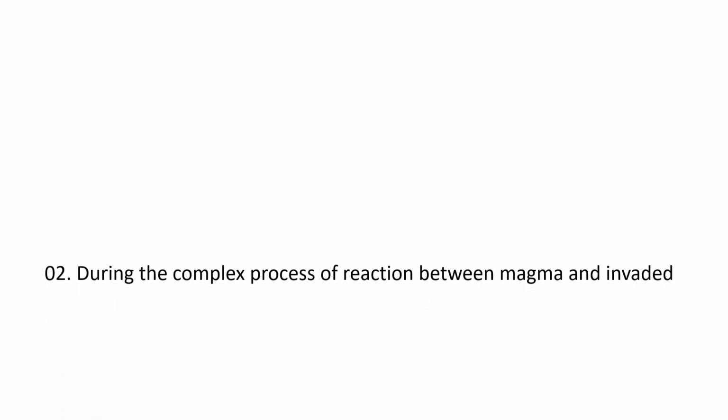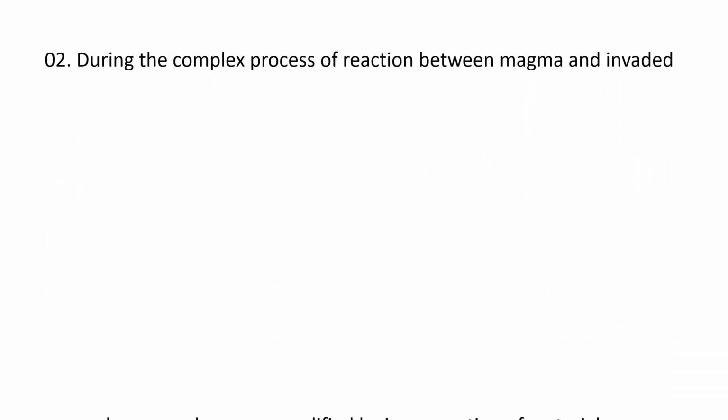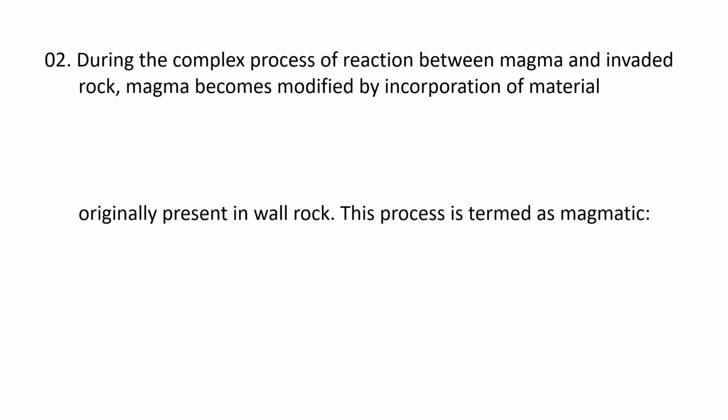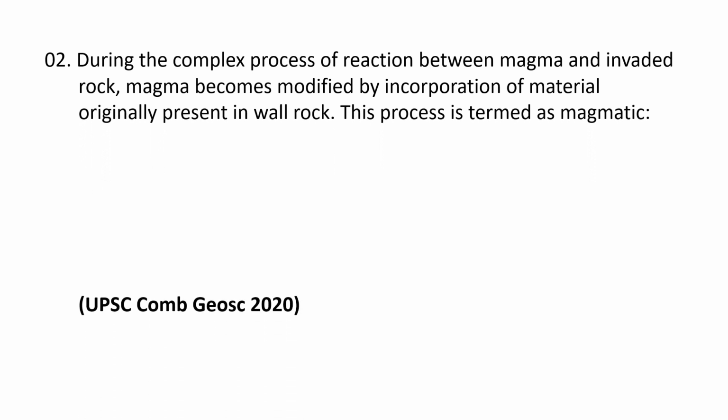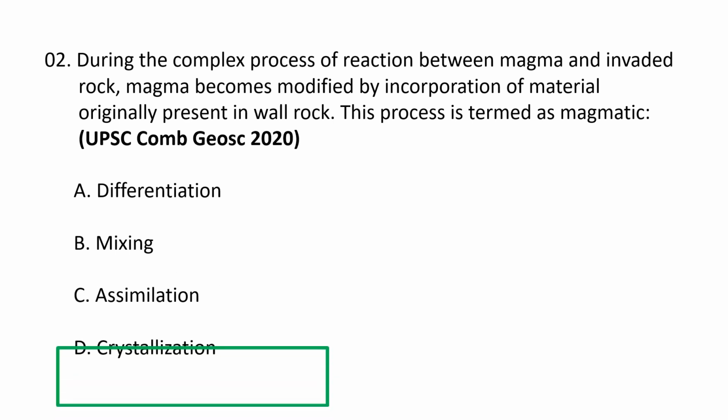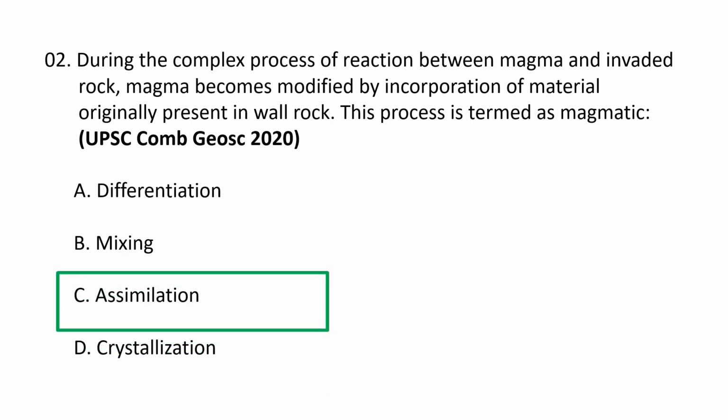Next question. During the complex process of reaction between magma and invaded rock, magma becomes modified by incorporation of material originally present in the wall rock. This process is termed as magmatic: A. Differentiation, B. Magmatic mixing, C. Magmatic assimilation, D. Magmatic crystallization. So the correct option here is assimilation. What is assimilation? If crustal rocks are picked up and incorporated into the magma and dissolved to become part of the magma, we say that the crustal rocks have been assimilated by the magma, and this process is known as magmatic assimilation. C is the correct option.